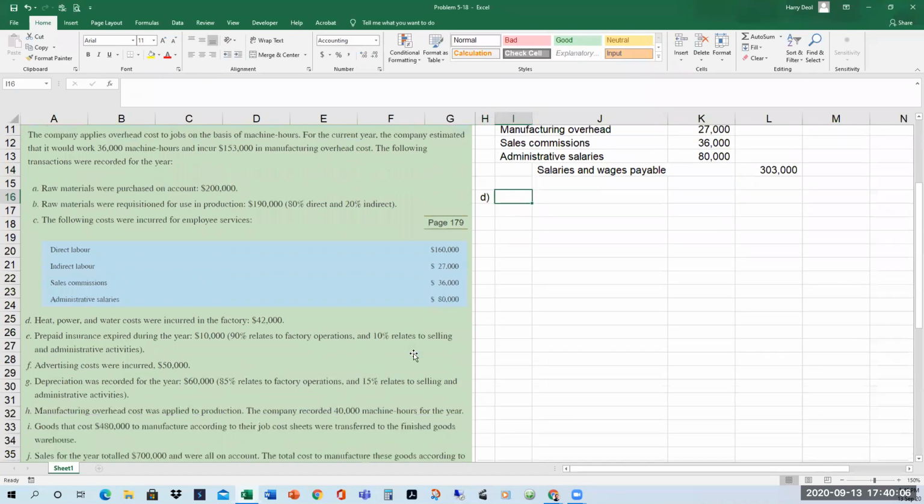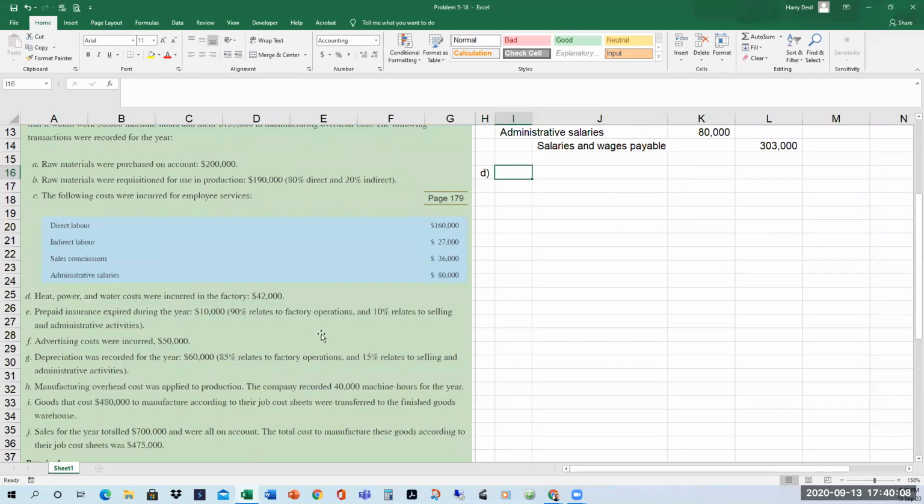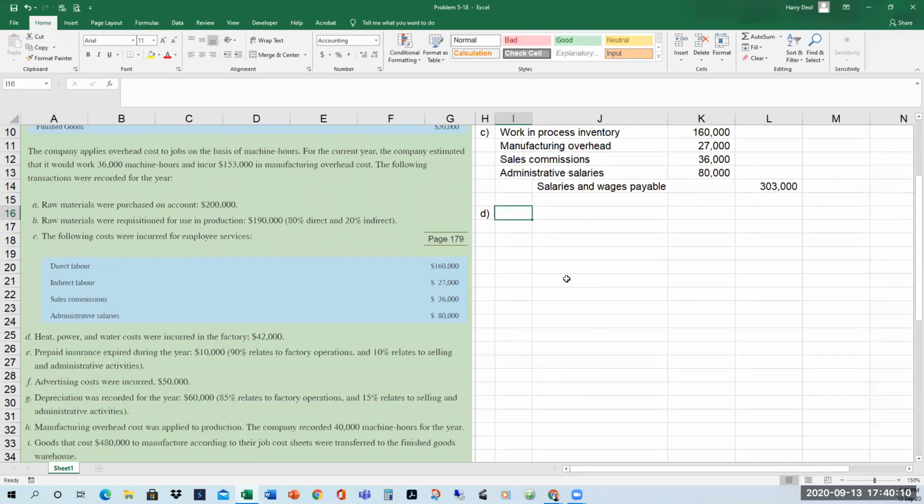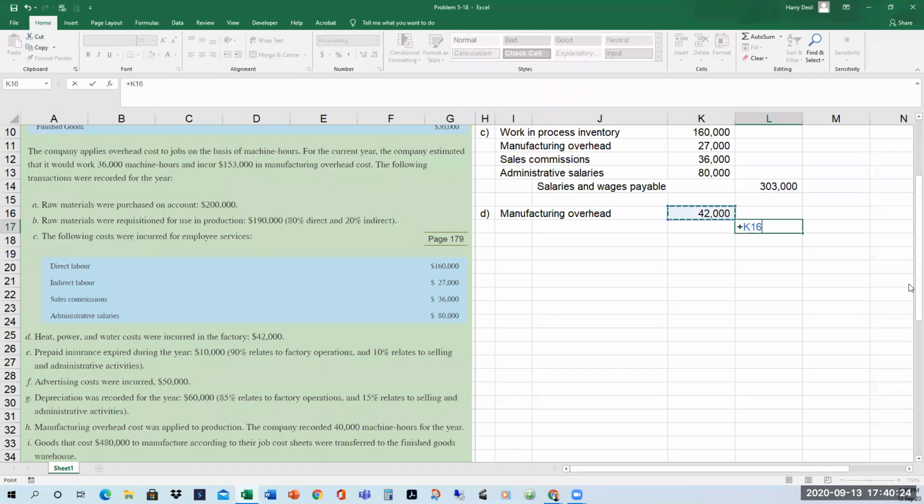D talks about heat, power, and water costs incurred in the factory, $42,000. That's utilities costs for the factory. These are essentially factory-related costs, so you would debit manufacturing overhead, total $42,000, and credit accounts payable.